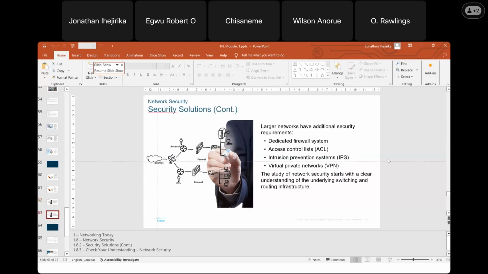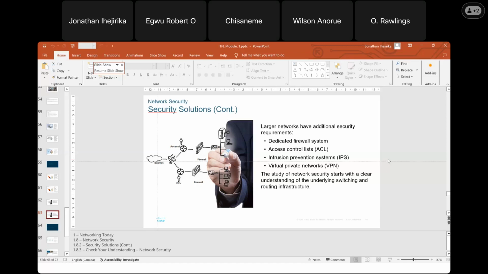Larger networks have additional security requirements. The more complex and cumbersome your network becomes, the more security measures you need to implement. So we have the dedicated firewall system, and we have what we call the ACLs, the access control lists. We also have the IPS, that is the intrusion prevention systems. And we also have the VPN, which is the virtual private network.